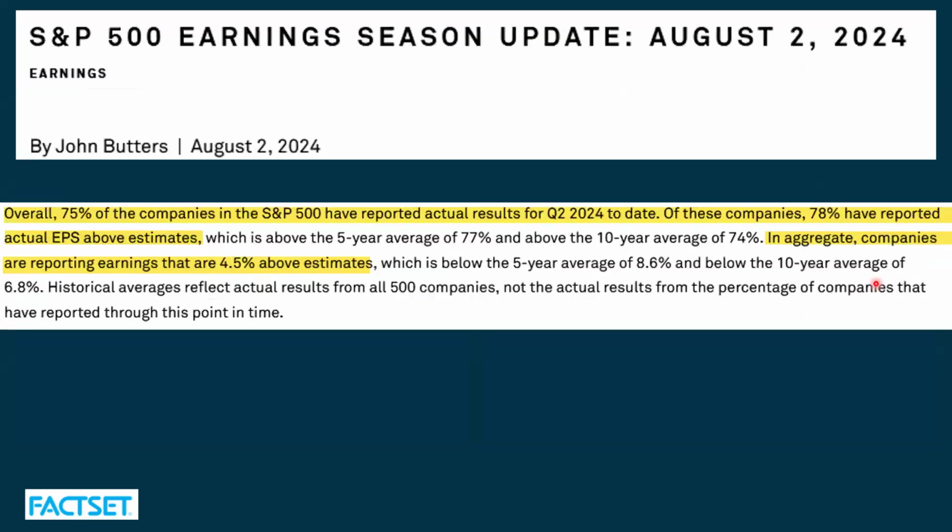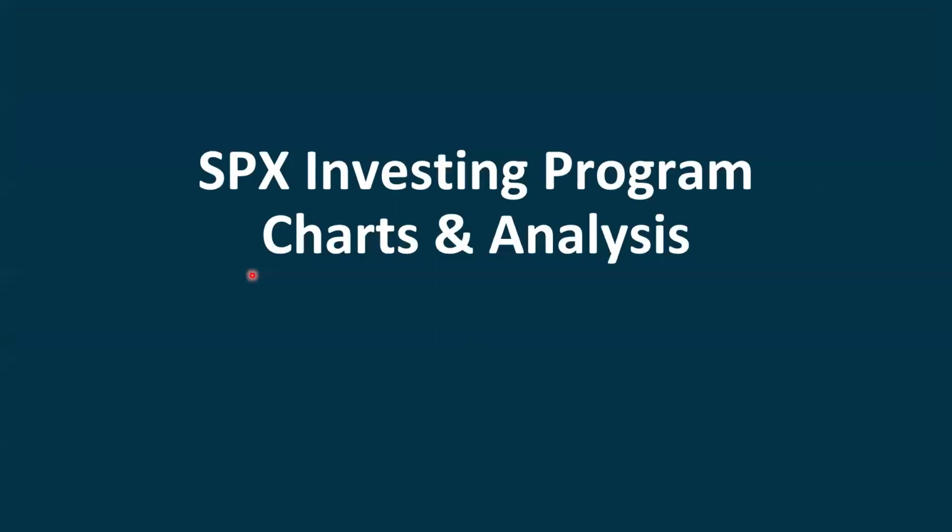And then this is the update. As of Friday's close, 75% of S&P 500 companies have reported. 78% of those have been above their estimates, and then they get into the 5-year, 10-year. When you take it all together, right now we're at 4.5% above estimates. So that's looking fairly healthy. Whether the stock goes up or down, this is just looking at their earnings reports in solitary there.